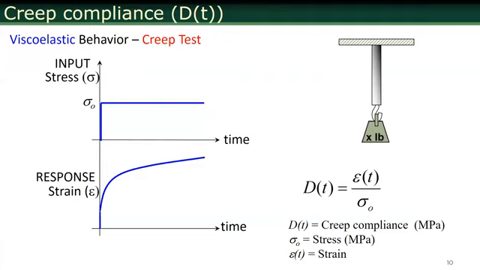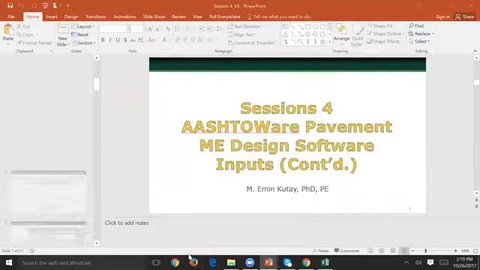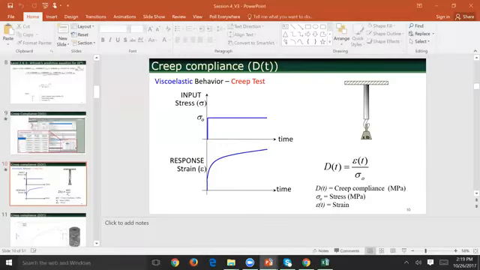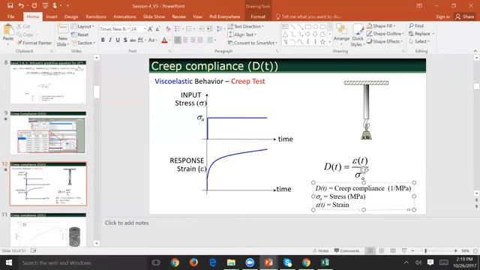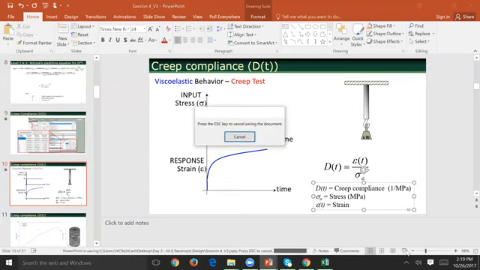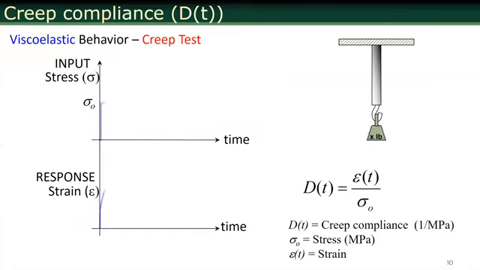And this is obviously not megapascals, it's 1 over megapascals. Sorry about the typo, please fix this. Creep compliance has a unit of 1/megapascal or 1/psi or 1/kilopascal or whatever unit you use for stress. It's 1/megapascals.